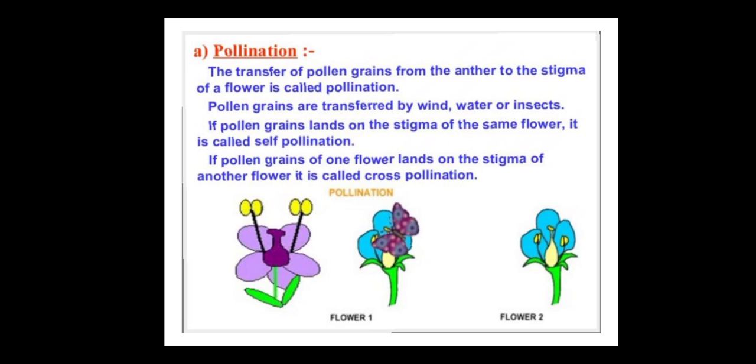Pollen grains are transferred by wind, water or insects. Now, if a pollen grain lands on the stigma of the same flower, then it is called self-pollination. And if the pollen grain of one flower lands on the stigma of another flower, then it is called cross-pollination. If it is on the same flower, it is self-pollination. And if the pollen grains of a flower land on another flower, that is cross-pollination.